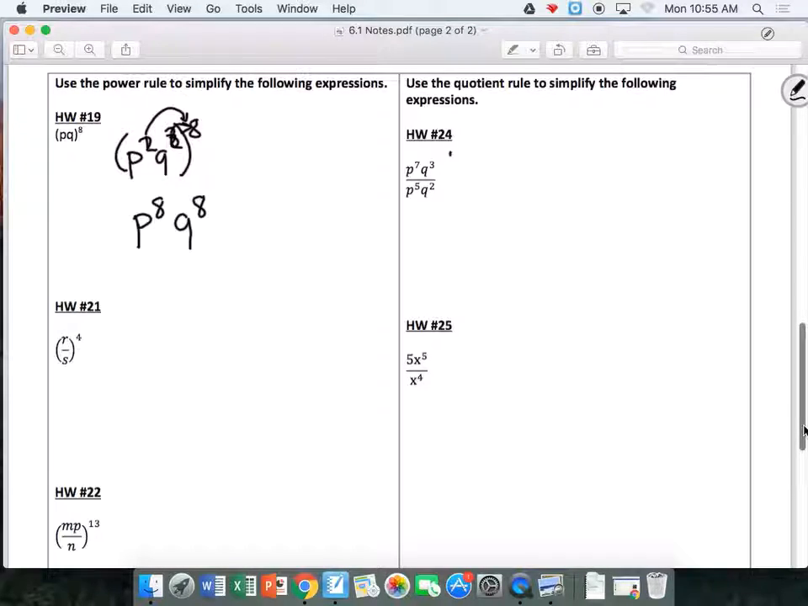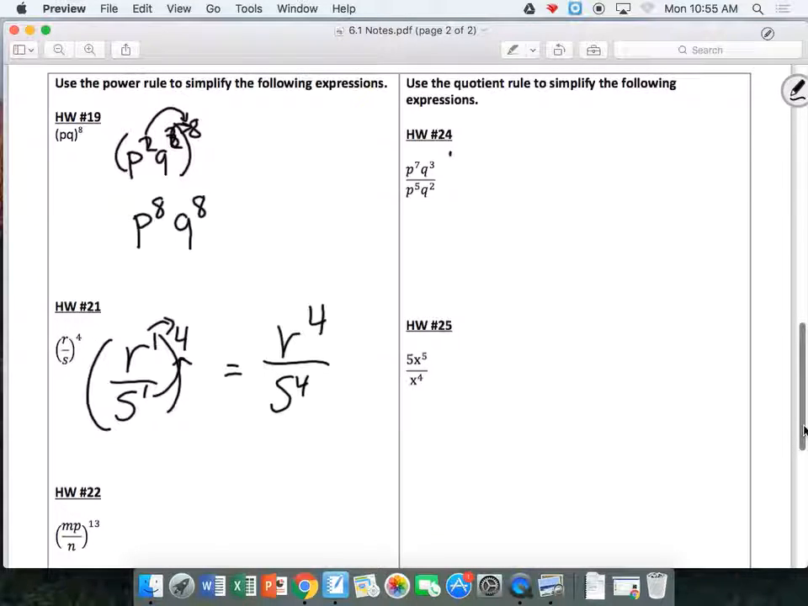All right, so this one here, we've got R, S, those both have a 1 on it to the 4th power. So don't let the fraction confuse you. You're still going to distribute both of those. So this is R to the 4th over S to the 4th. Is that R over 5? It's an S. Maybe you should draw dashes through the s's too to make them not look like 5.